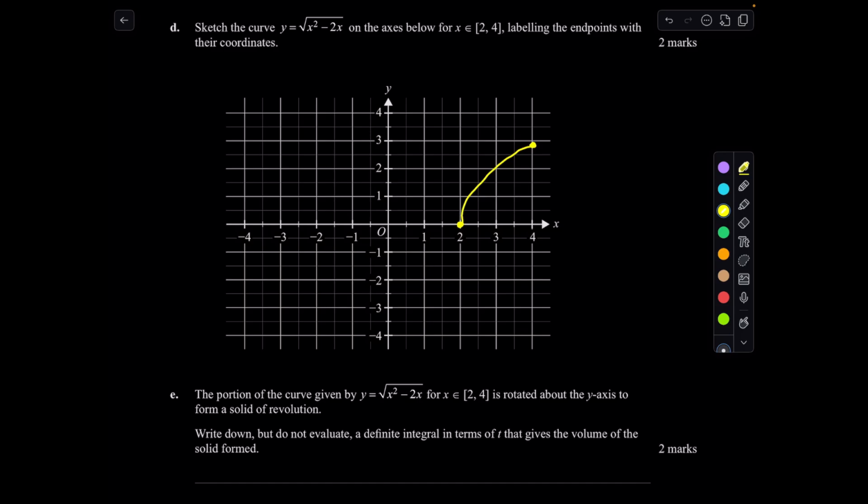Something like that. Done. And of course, what did the question tell us? Label the endpoint. So you remember, this endpoint here is (2, 0), and this endpoint here is (4, 2 root 2). Done. Really, really nice question there.